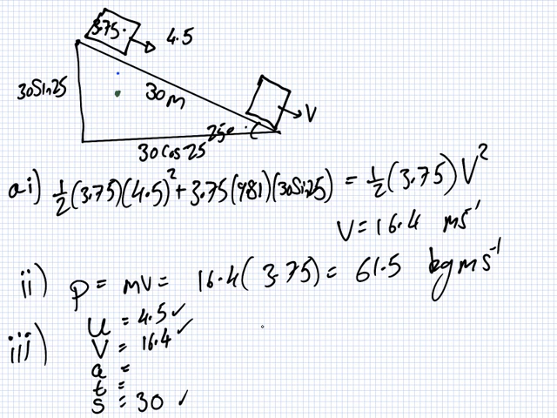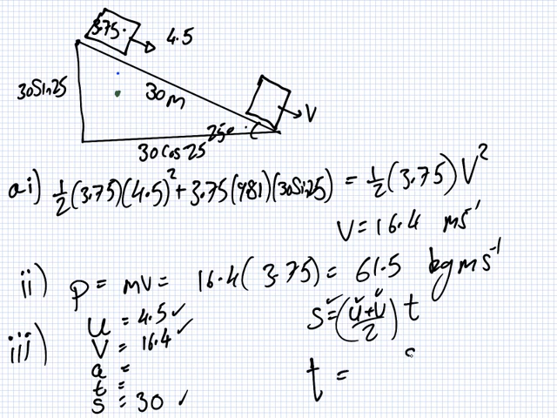So we'll go with V squared equals U squared. Oh, no. Sorry. S equals U plus V over 2, times T. That formula. Why? Because we know U, V, and S, and we want T. I mean, there's special conditions. No, there's not. You can use it anytime. We just don't usually need to use it.